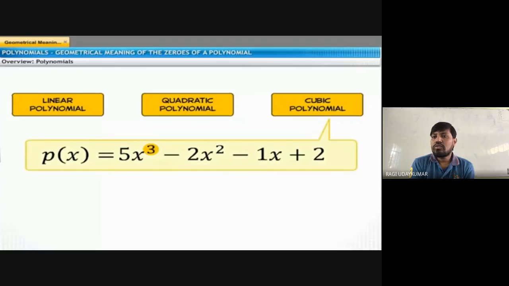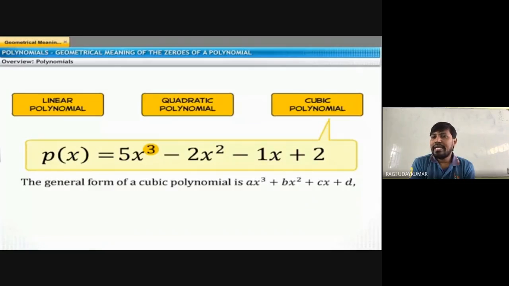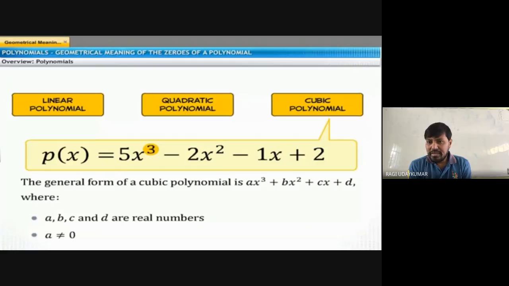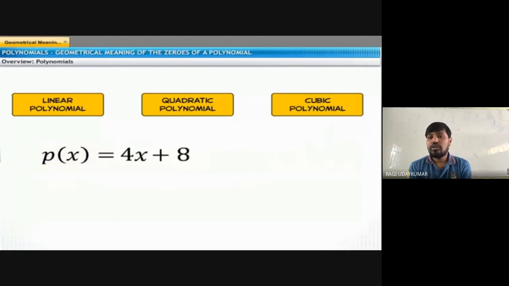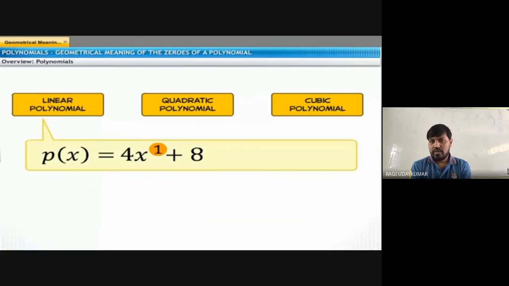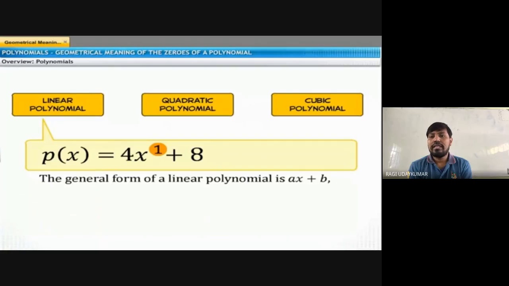Which polynomial is called a cubic polynomial? Degree 3. So the general form of the cubic polynomial is ax cube plus bx square plus cx plus d, and a, b, c, d are real numbers. And here the condition is a should not be equal to 0. Suppose if you take this polynomial, its degree is equal to 1. Isn't it? So then it is called a linear polynomial. It is called linear polynomial.